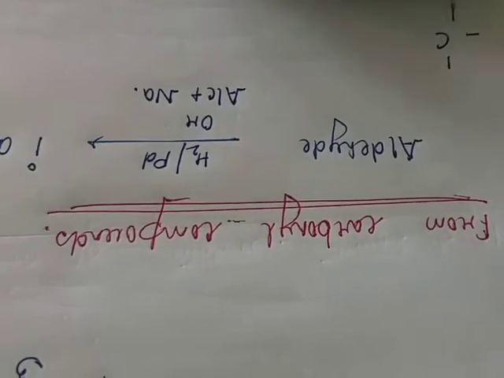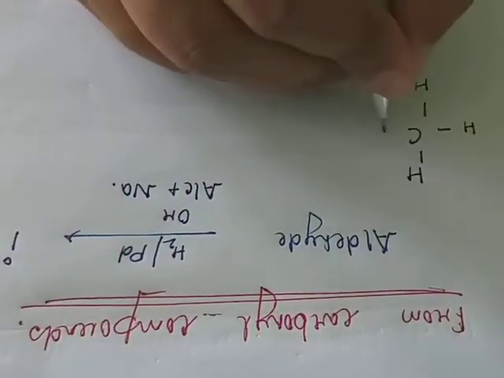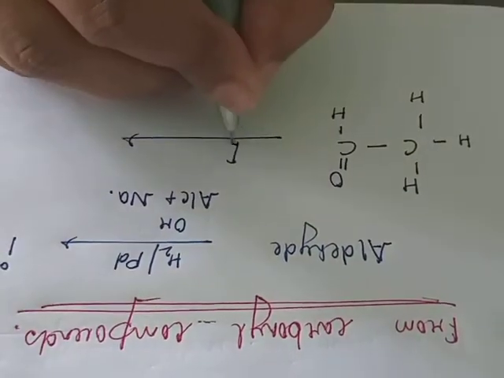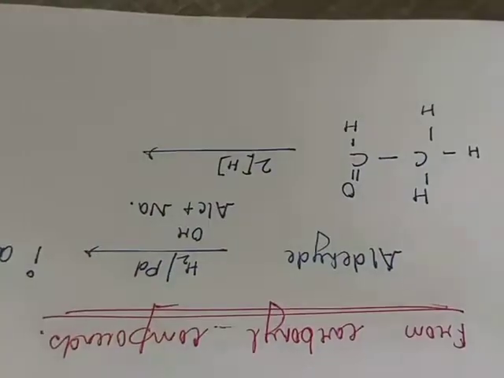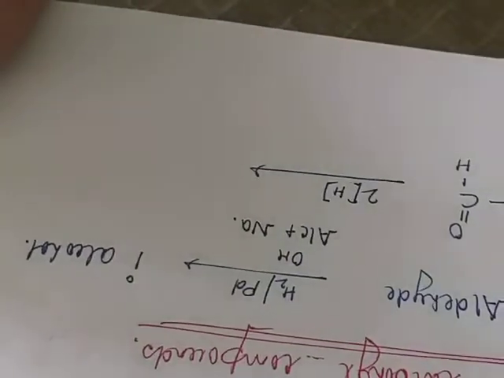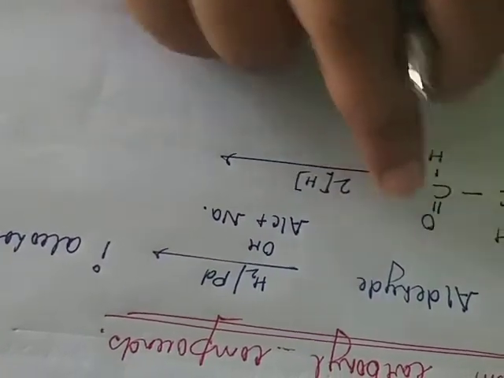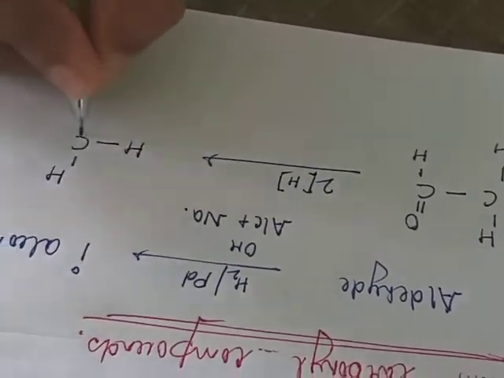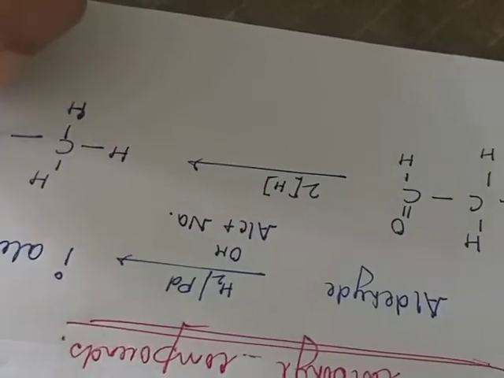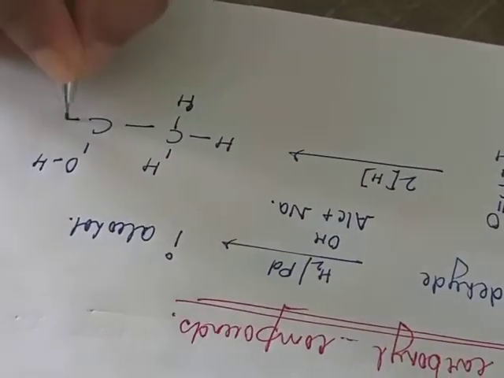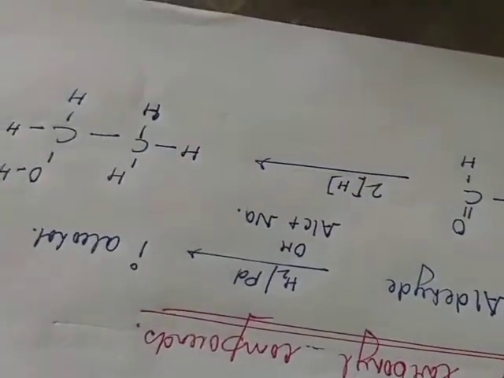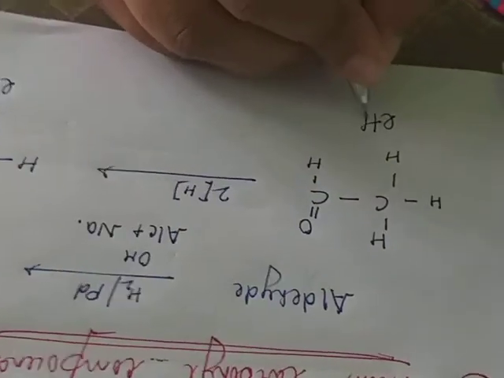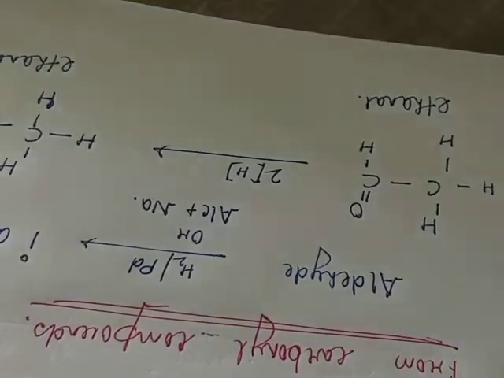Let us take an example of CH3CHO. When it is treated with nascent hydrogen or simple hydrogen in presence of palladium, the carbon oxygen double bond is opened and we will get CH3CH2OH, that is primary alcohol or ethanol. So acetaldehyde is giving us ethanol.